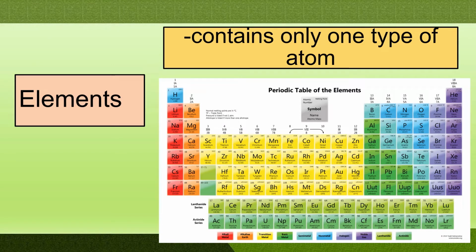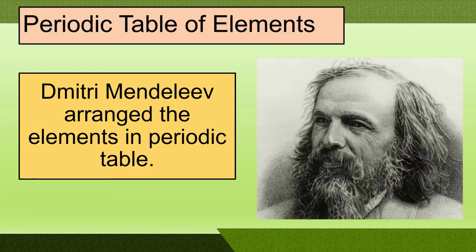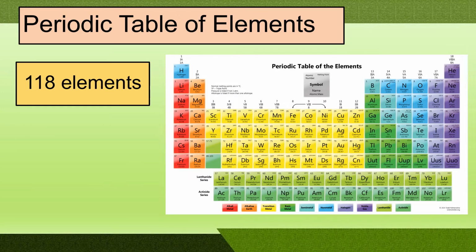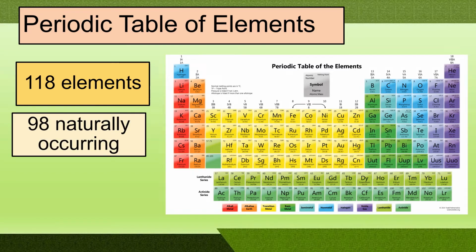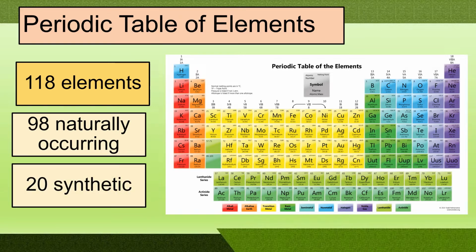The periodic table of elements was arranged by a person named Dmitri Mendeleev. At present, there are 180 elements in our universe. They are naturally occurring and synthetic. 98 of them are naturally occurring elements, and 20 of them are synthetic elements. When we say synthetic, they are made by man.